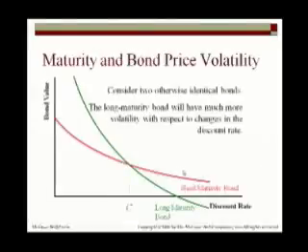Here's an example that illustrates the relationship between maturity and bond prices for two otherwise identical bonds, but one's a short-term bond and one's a long-term bond. First of all, notice that both bonds' values decline as the discount rate increases. But notice that the short maturity bond has less up and down movement, so it's less sensitive. The bond value is less sensitive to discount rate movements than is the long maturity bond.